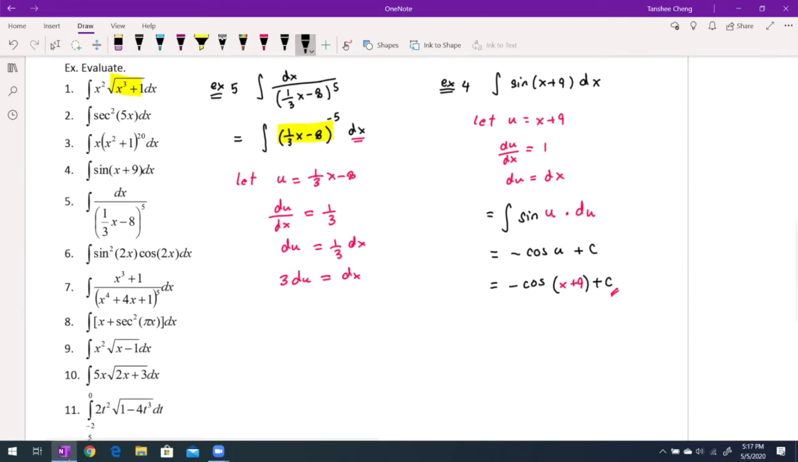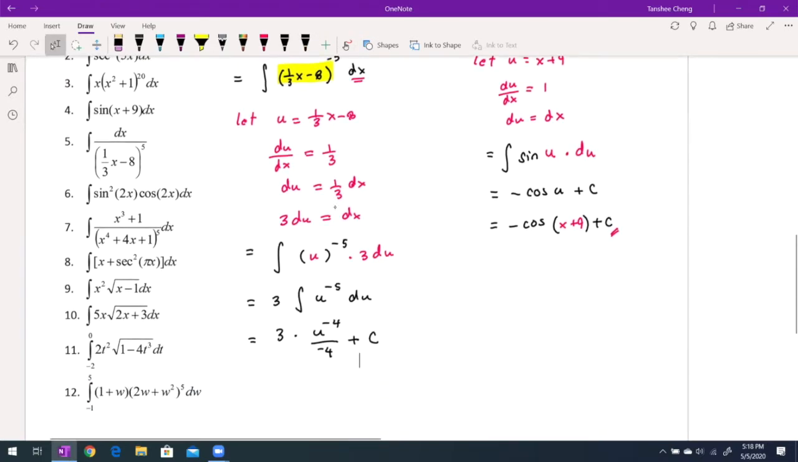So now we basically get what we want. That will be u to the negative 5th power, and dx will be replaced by 3 du. According to the properties of integrals, I can factor this 3 out and then integrate u to the negative 5th power. Add 1 and divide by that number, and then don't forget to add the constant. After substituting back the original variable, this will give us negative 3/4 times u to the negative 4 power plus a constant, but our u will be 1/3 x minus 8.